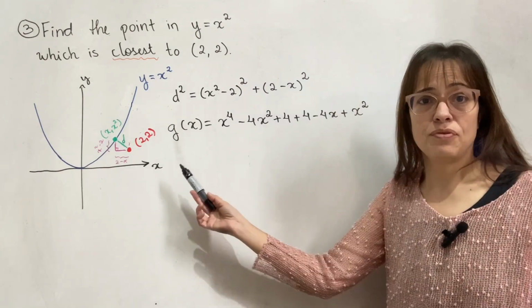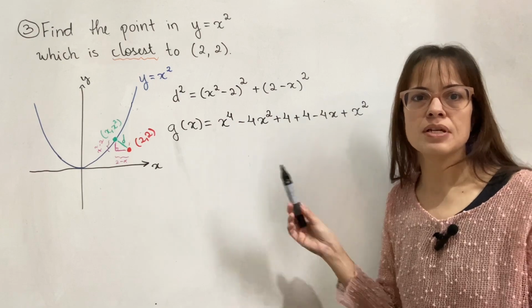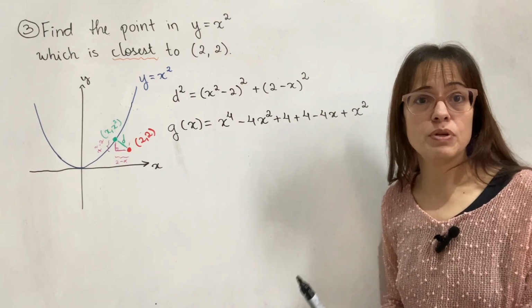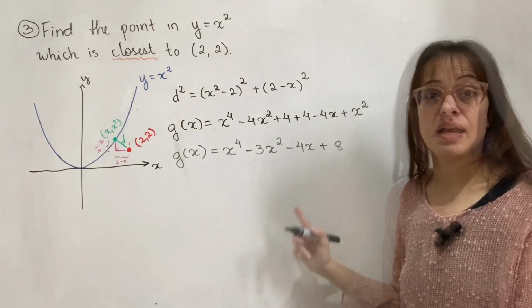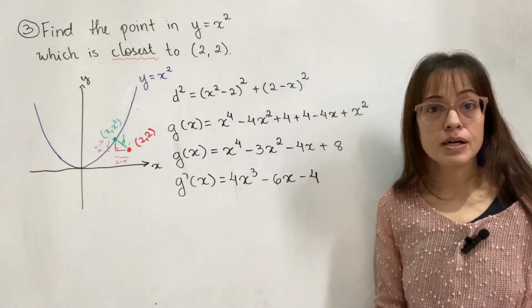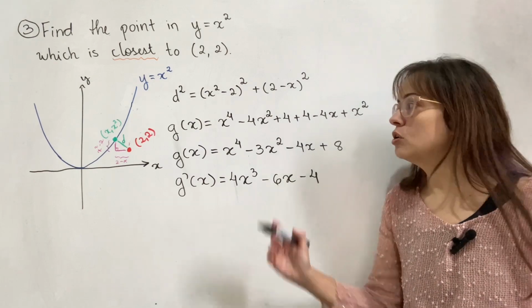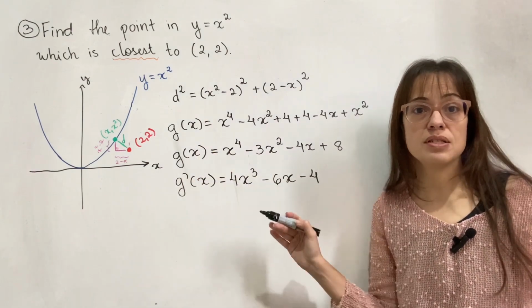So I'm calling my function g. I am just expanding these squares. Now I'm going to organize it a little bit by collecting like terms. And now I'm going to take its derivative. Why? Because this is one of those exercises, just like the previous one, in which you have a function and you want its turning point.